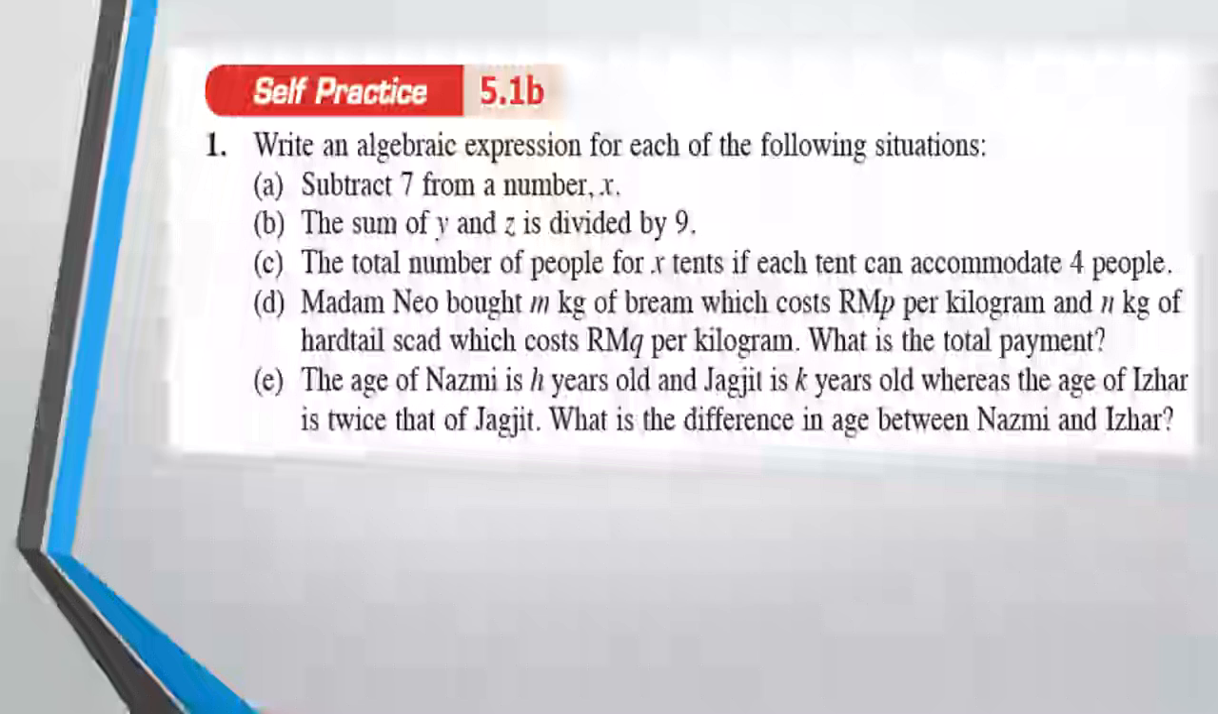This is practice 5.1b. Like usual, we need to do practice. Practice makes perfect. So you're going to do some practice on this, and basically you need to write an algebraic expression for each of the following situations. There are 5 questions altogether. Look for the keywords and you will be able to work on it. We shall have some discussion in our lesson.